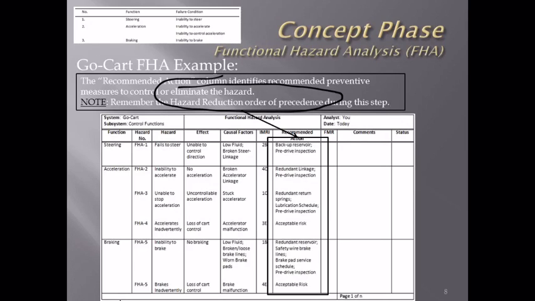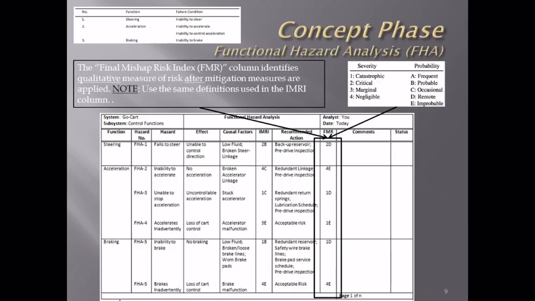Next, given the implementation and testing of the recommended action, what would be the final mishap risk indicators? The final mishap risk indicator is generated just like the IMRI, the initial indicator. It uses the same definitions and codes for severity and probability. And generally, unless risk mitigation efforts are designed to make a crash more survivable, the factor that generally adjusts is actually the probability.